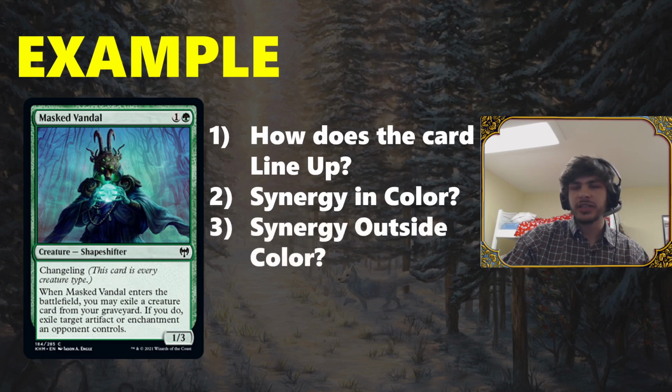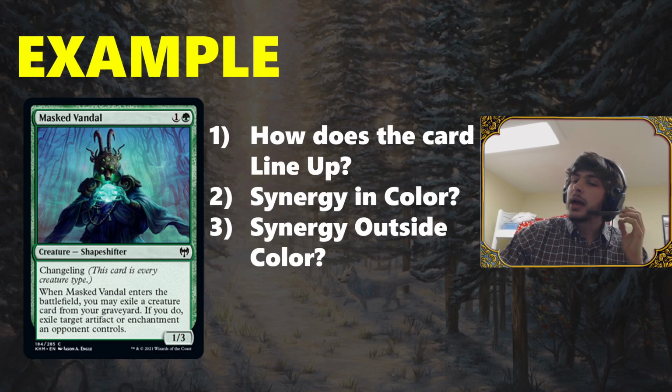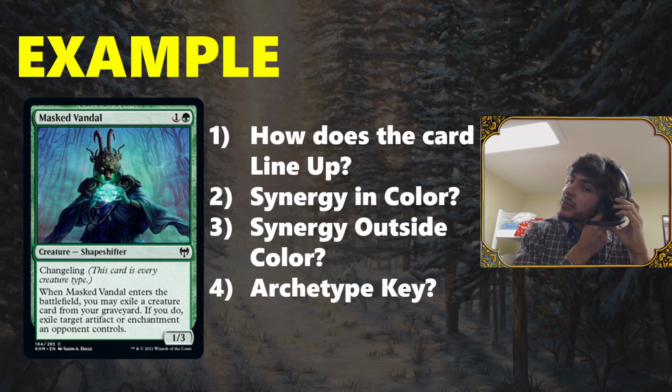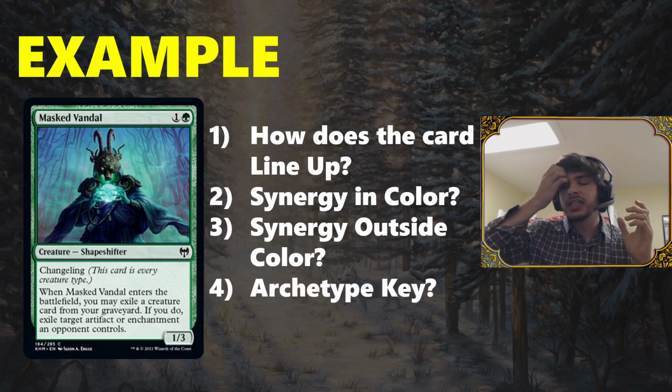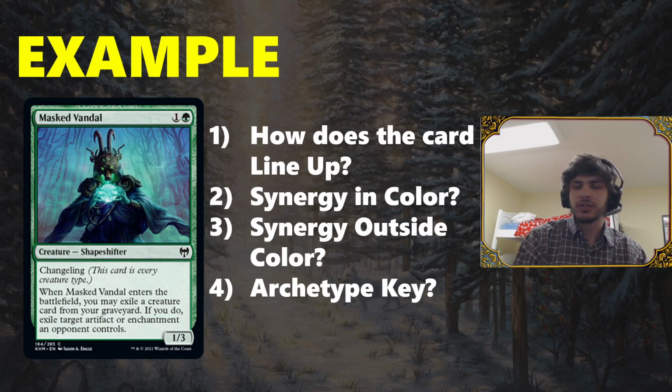Next up, synergy outside color, similar thing. Maybe some color combinations really care about having changelings. I think blue-green might be a changeling color in this set, and so maybe in blue-green specifically you want every changeling you can get, so Masked Vandal gets a nice boost there. And then archetype key, again, that's kind of the blue-green thing I was just discussing. Or maybe in some other format, there might be a deck that always destroys your opponent's artifacts, or they gave your opponent an artifact and then you wanted to be able to destroy it, or something like that. So this isn't the perfect example of an archetype key card. The next card we're going to look at is the perfect example of that. But these are the sorts of things you need to be thinking about.